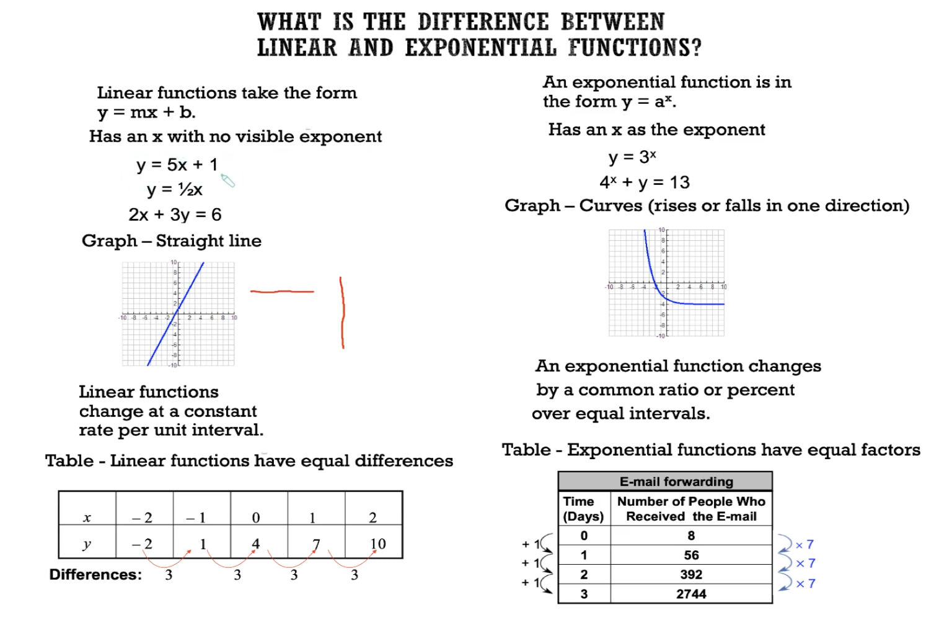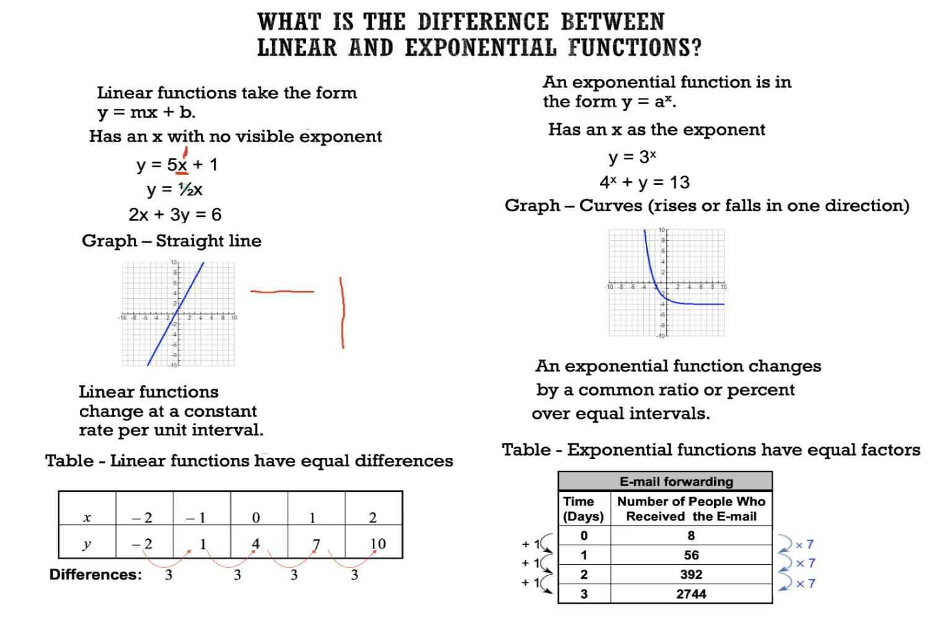So my first function here, or equation, I have y equals 5x plus 1. I'm going to focus in on the x. I notice no visible exponent, therefore linear. And when they say no visible exponent, it means you can't see a number. Now, we know from solving linear equations that there is an exponent. It's a 1, but it's invisible.